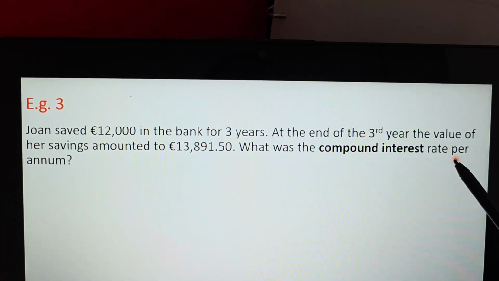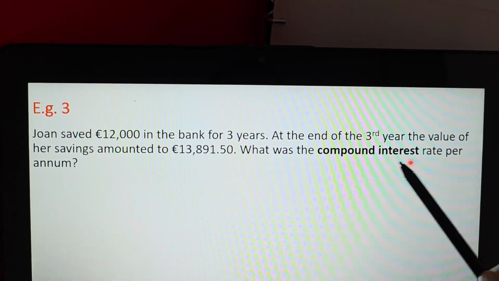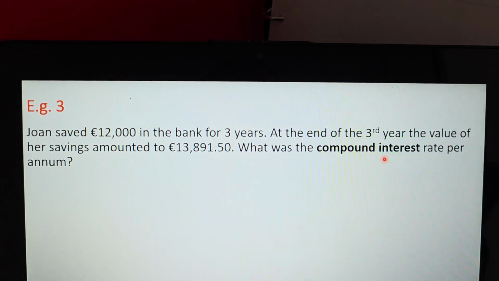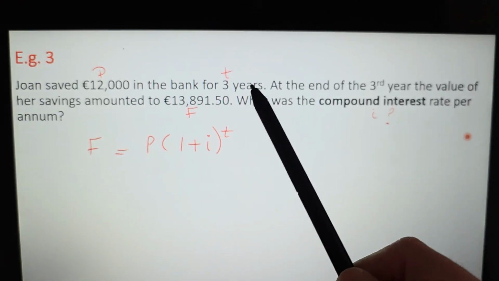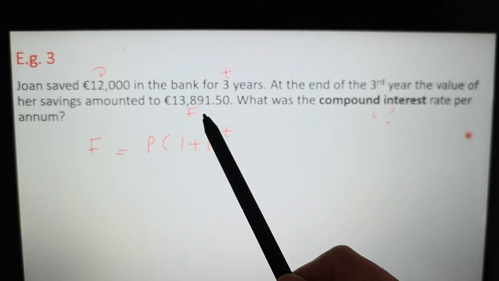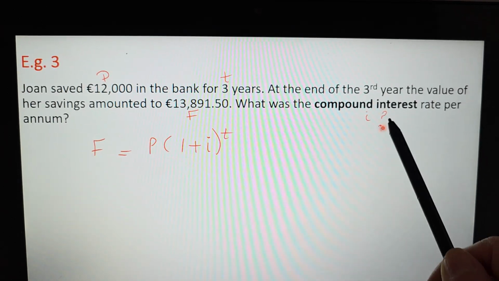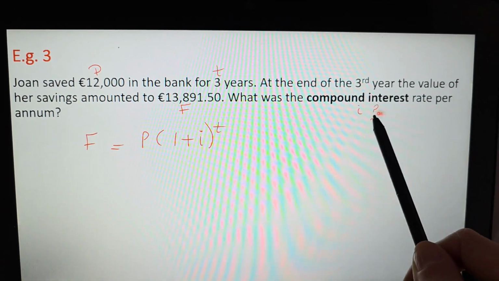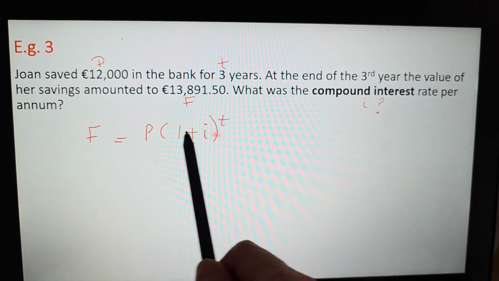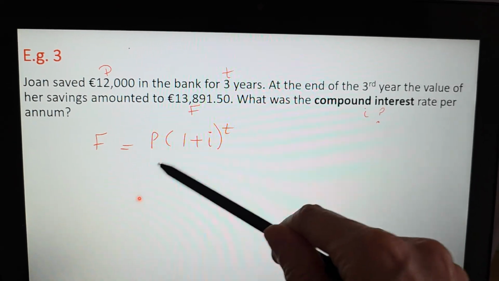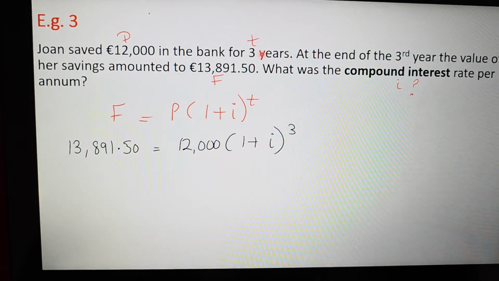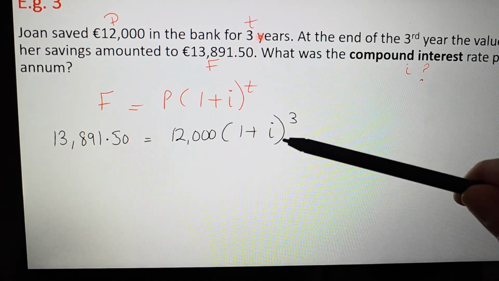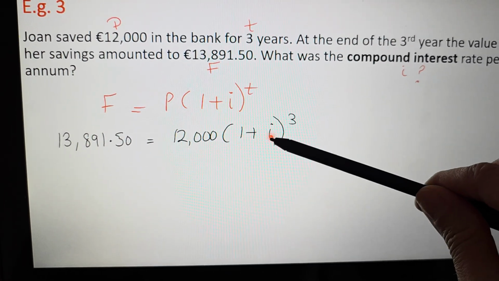So per annum means per year. So what was the yearly interest rate? That means find I. Okay, so I just label what everything is. P is 12,000, T is 3, F is the 13,000 figure, and they said find the compound interest rate. That means find I. So I will put down the compound interest formula. I'm going to sub in what I know into that formula. Okay, so that's everything I know so far. So the only unknown in the equation is I.